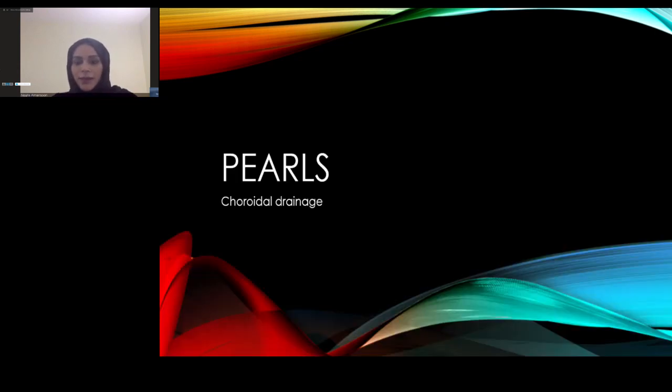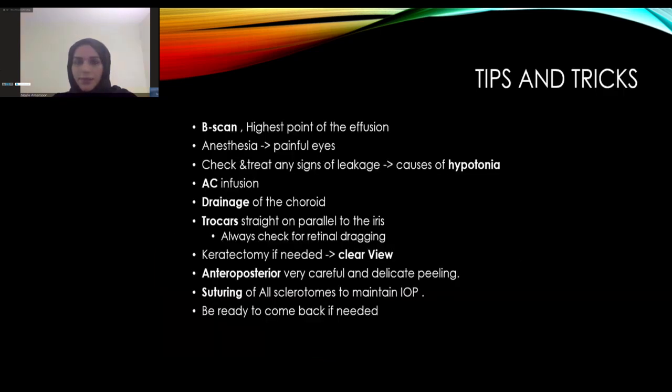So what are the perils and tips and tricks I can provide you for drainage of subchoroidal fluid? First, you always need to document the vision. Then you need to be very confident and familiar with your B-scan machine, because you need to know what's the highest point of the choroidal effusion. Then those eyes are usually painful, so you need to be very generous with anesthesia. You want your patient to be very comfortable during the surgery.